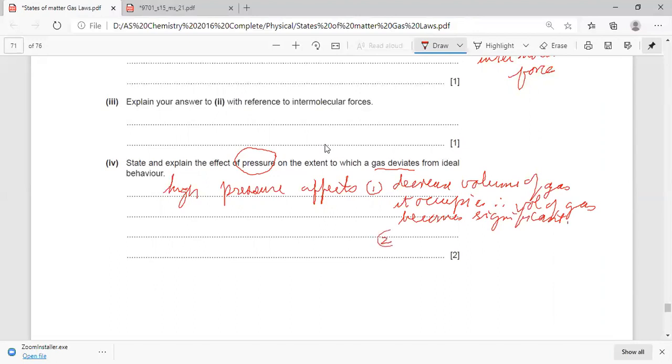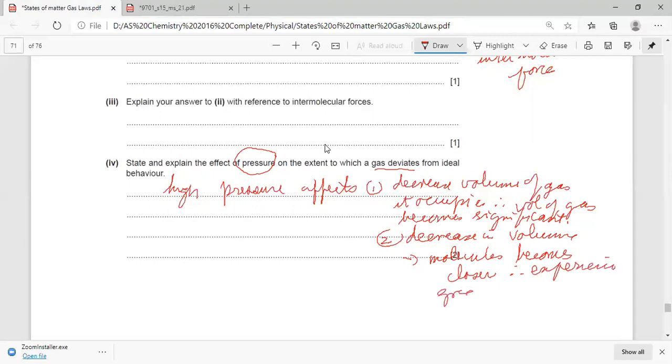Number two, increase in pressure, what happens? Right? The volume will decrease also. Decrease in volume. What happens? Molecules become closer. Okay, closer. Therefore, what? Experience what? Experience greater intermolecular forces. These two things will cause the assumptions to break down.